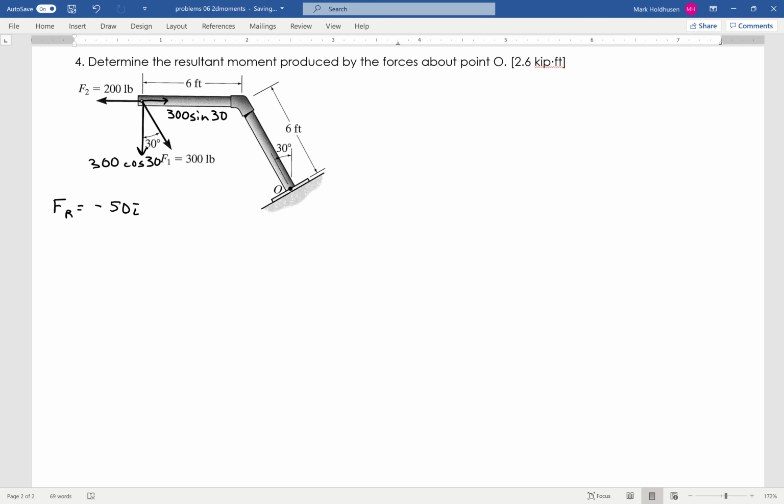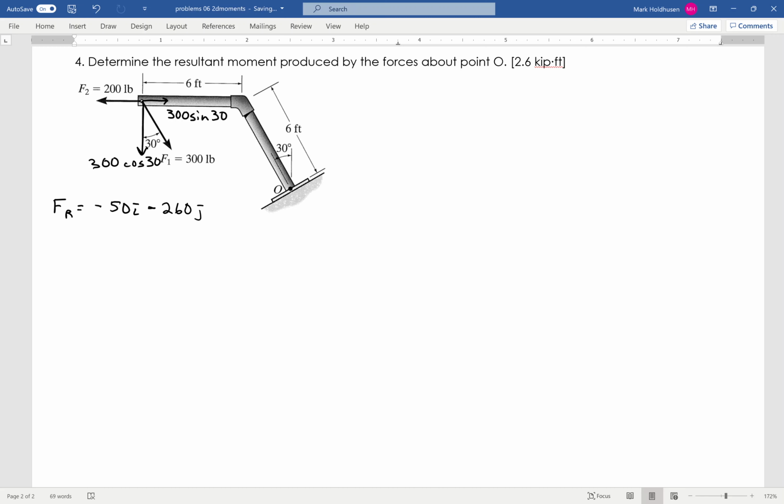Because 200 is bigger than 150, it's going to be to the left at 50 I, and then vertically I will get negative 260, and that comes from the 300 cosine 30. So it'll be negative 260 in the J direction.